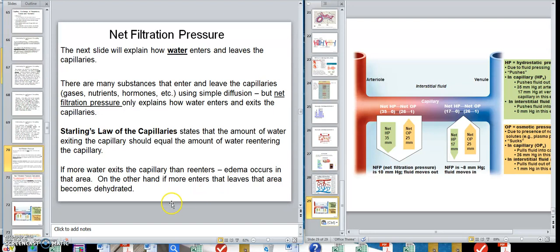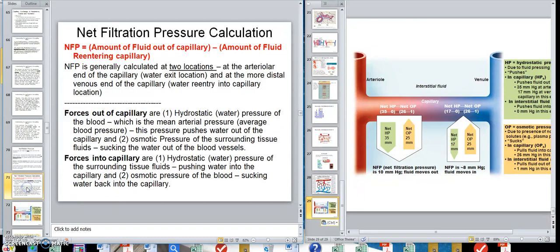So when we look at this, we're looking at the force out of the capillaries minus the force in. Now net filtration pressure equals, this is by international convention, the amount of fluid out of the capillary minus the amount of fluid coming back in. That's the net filtration pressure.